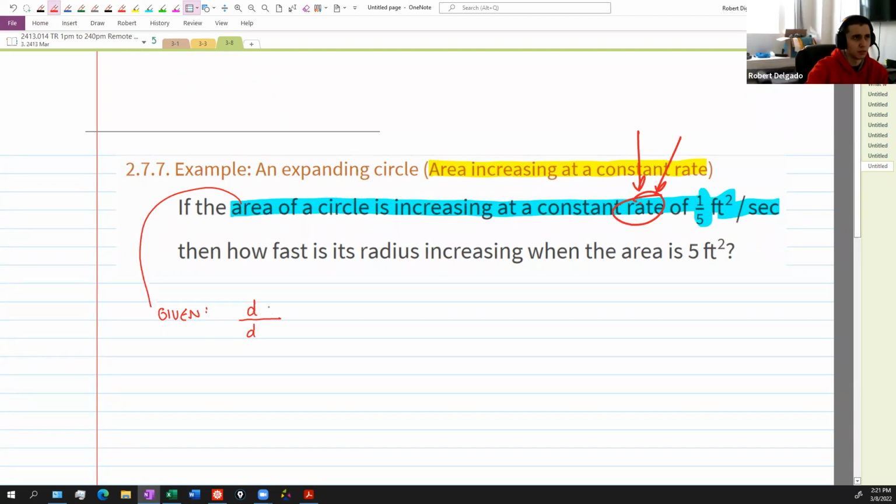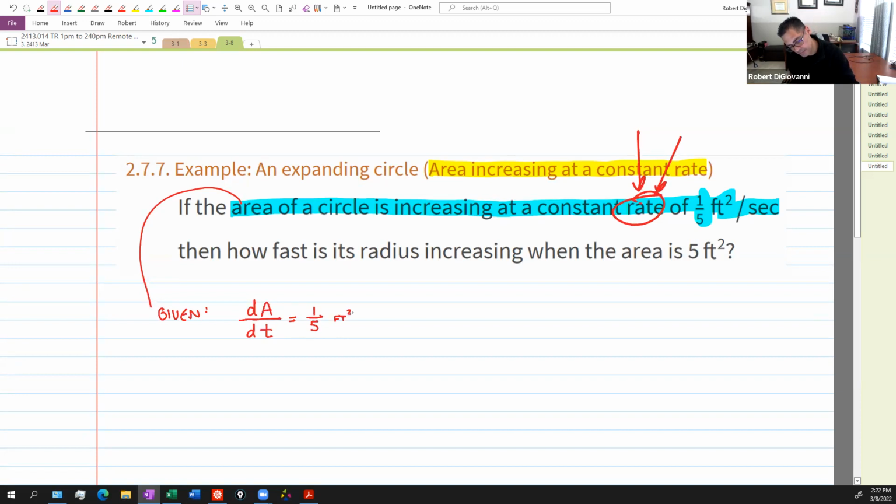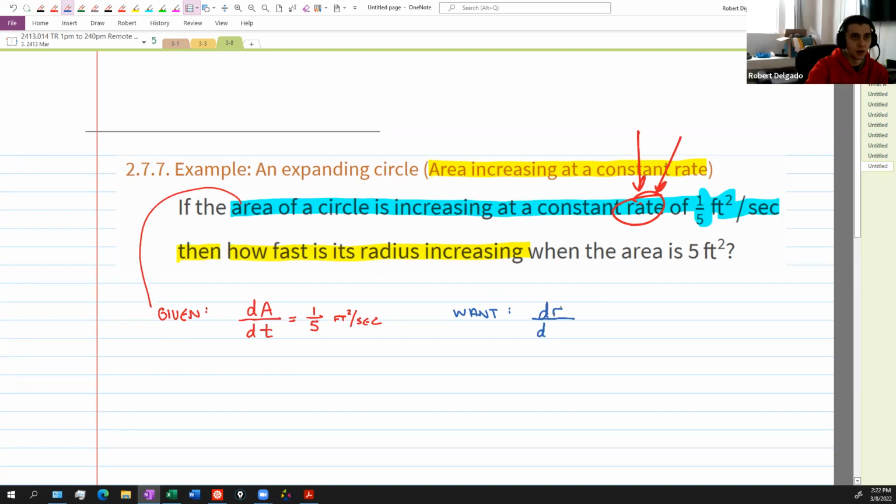A over T, area over time, right? And they're giving that to us as 1/5 square feet per second. That's given to us, how fast the area is changing with respect to time. And then their question is, how fast is the radius increasing? So what is it that we want? The rate of what? The rate of change of the radius, dr dt. We want to know how fast the radius is changing with respect to time.